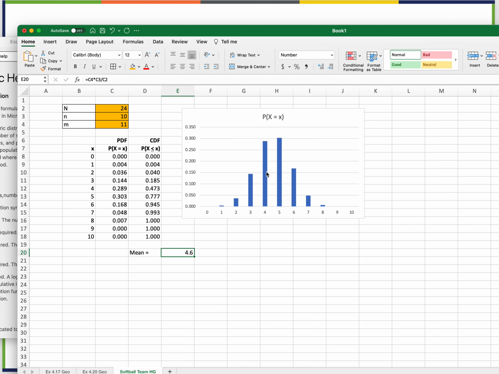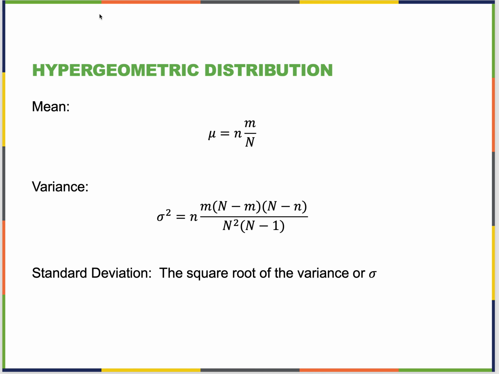4.6. You can look at it here. It's going to be between 4 and 5, and it's closer to 5, because the probability at 6 drops off, so it's going to be skewed this way a little bit. So right in here. Boom, that's how we do that one.